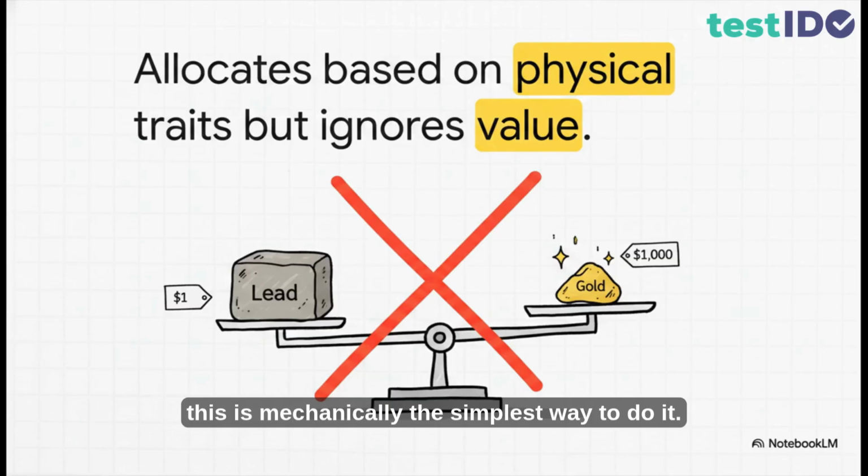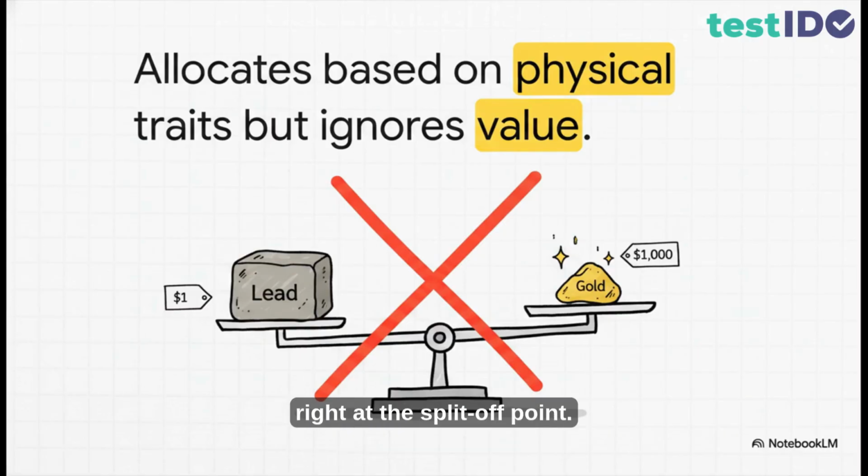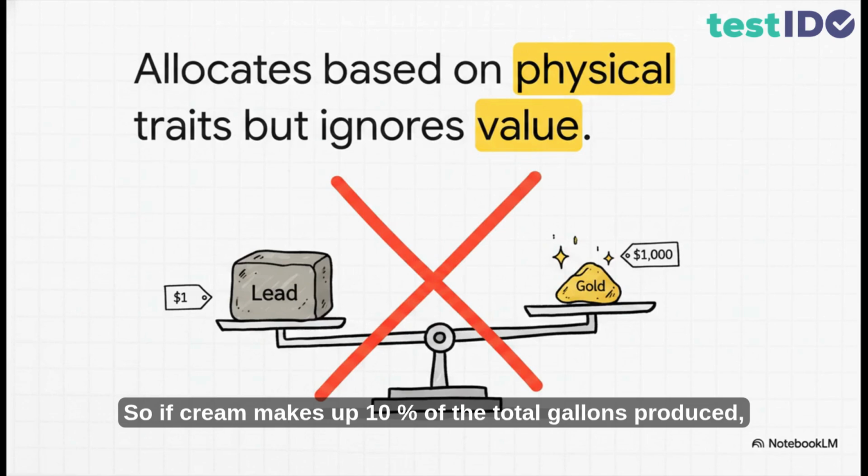As the name implies, this is mechanically the simplest way to do it. You allocate the joint costs based entirely on a physical characteristic right at the split-off point. Things like pounds, gallons, or tons. So if cream makes up 10% of the total gallons produced, it gets 10% of the joint costs. Seems incredibly easy, right? Well, I've got to warn you about a massive catch here.